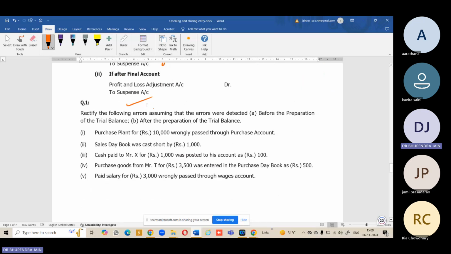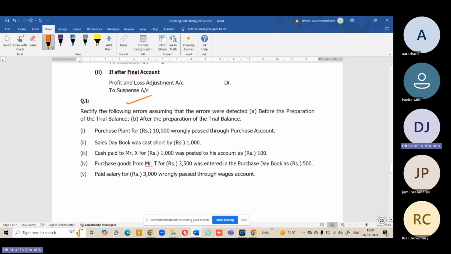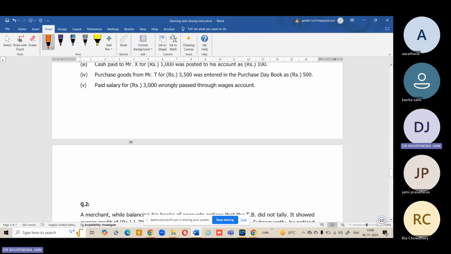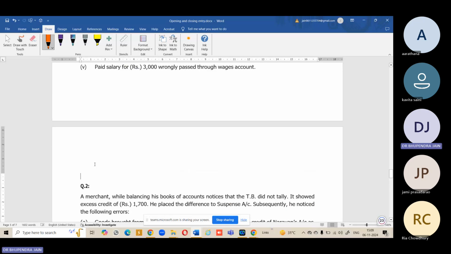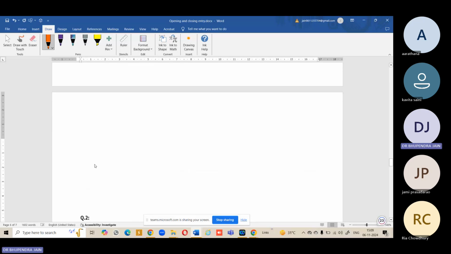Now these are the three situations in which the accountant can make a mistake. Then we will rectify the mistake according to the situation. Number first situation, if the error occurs before preparation of trial balance. Number second, after preparation of trial balance. Or number third, after preparation of final account. Okay. Now we will solve 2-3 questions of all types. We will find out the type of error, then we will solve the question.